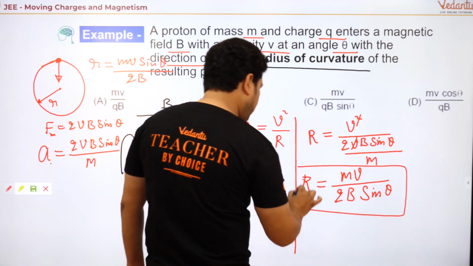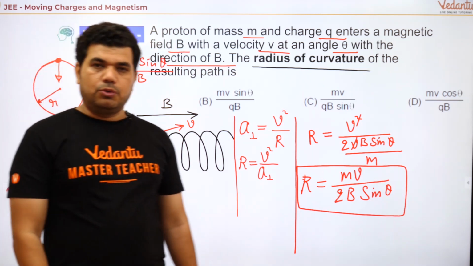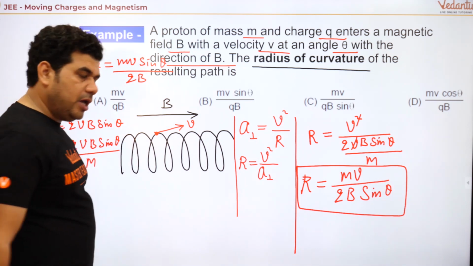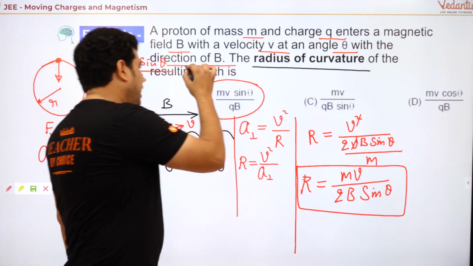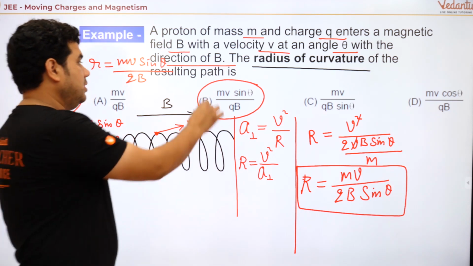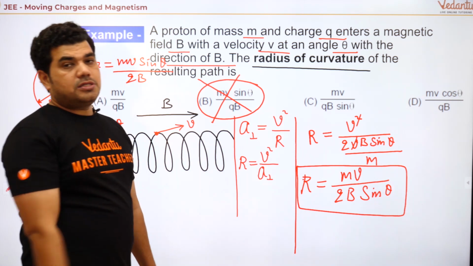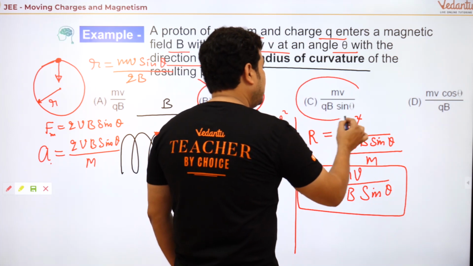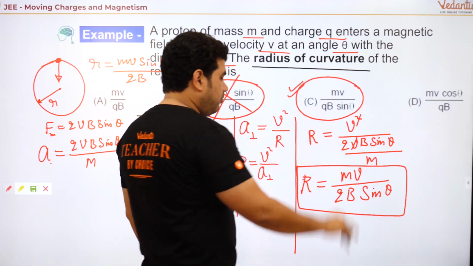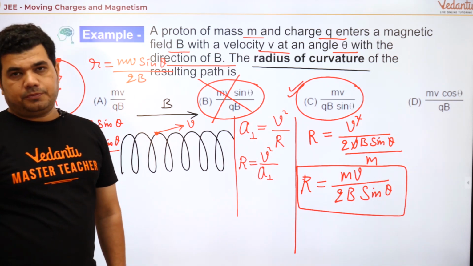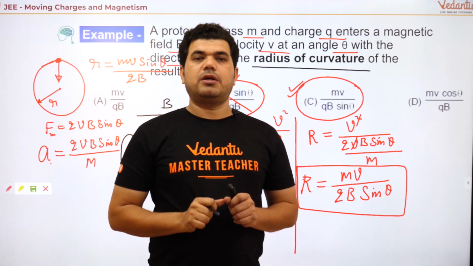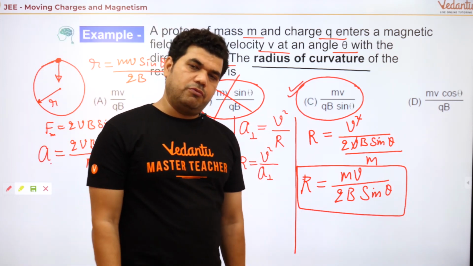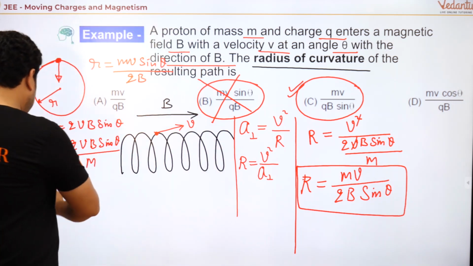So this is a very good question. Solve it one or two more times. Then you have the answer R is equal to mv sin theta upon qB, and the answer is B. Mv sin theta upon qB is not the answer as we thought earlier. So what's the answer? The correct answer is C, that is mv upon qB sin theta. Got it? Very good, very conceptual question. So practice this question one more time. Now move to the next one.